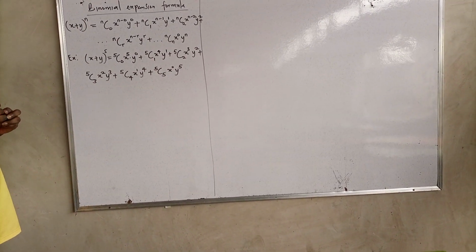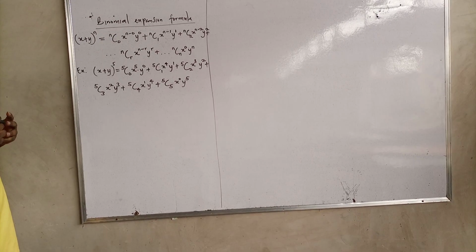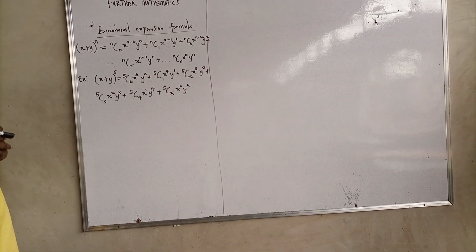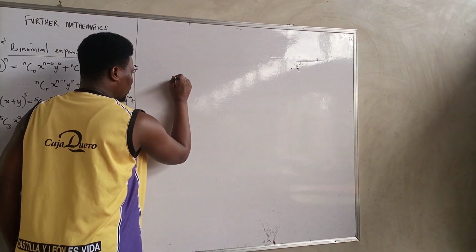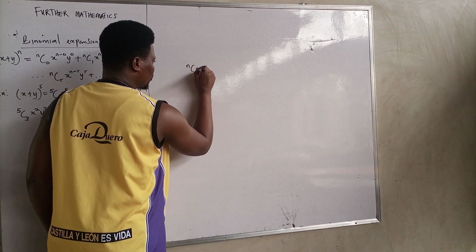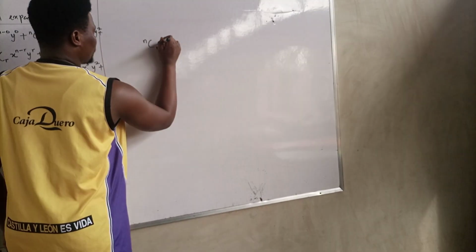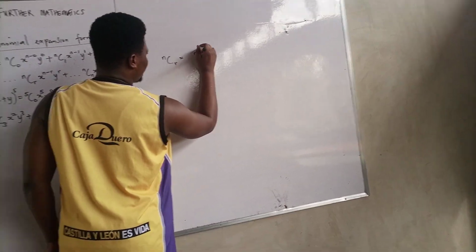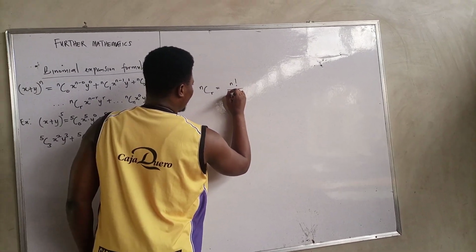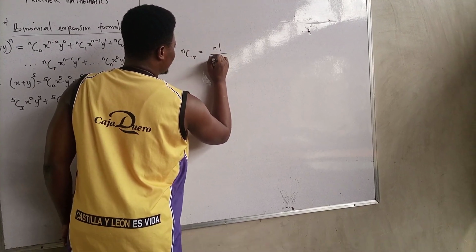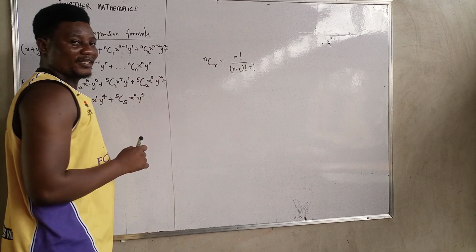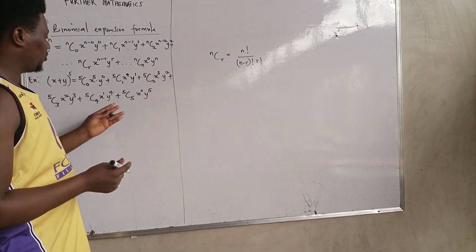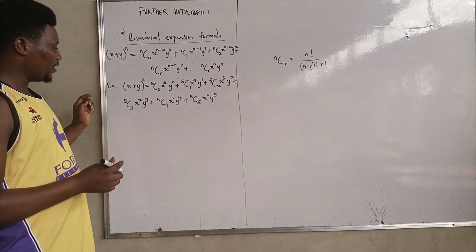So this is what we have. It is now left for us to simplify it. Don't let us forget the formula for combination. When we have n combination r, it is going to give us n factorial all over (n minus r) factorial times r factorial. If you can still remember this, then you don't have a problem simplifying this.